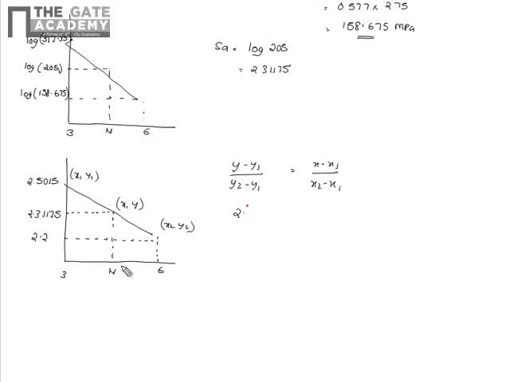So we'll substitute the values. Y is 2.31175 minus y1, which is 2.5015, divided by y2, which is 2.2, minus 2.5015. This is equal to x minus x1, which is 3, divided by 6 minus 3. This will come as minus 0.18975 divided by minus 0.3015, is equal to x minus 3 by 3.